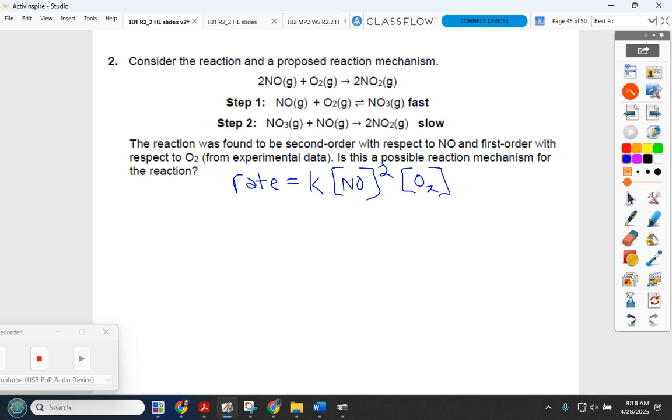So the slow step is our rate limiting step, but it comes second. So even though this NO3 is our intermediate, we have to take into account how we get the NO3. So again, we're going to need all of those to factor into our rate expression. So is this a possible reaction mechanism then? Yes. Okay. So second order with respect to NO, first order with respect to O2, that tracks. Okay?